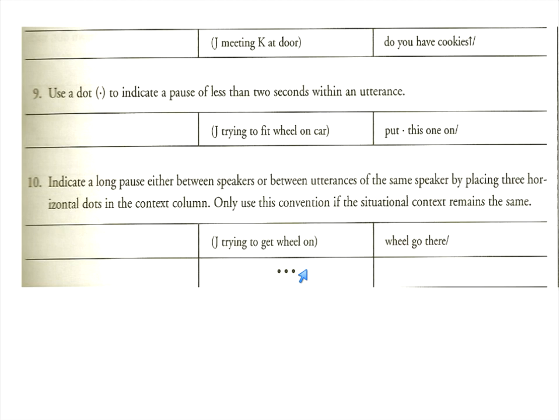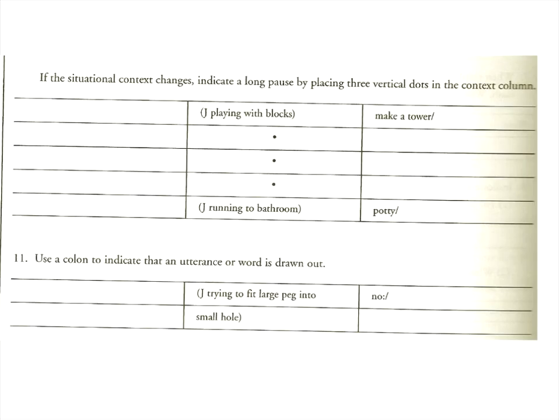The situation is the same, trying to get the wheel on, and he says wheel go there, and he's still trying to struggle. You know, they may not talk, and then he still may talk about the wheel. But that way I know that it's the same context. It lets me know that the context stays the same for those utterances. So this one lets me know that there has been a big pause and there's been a different context.